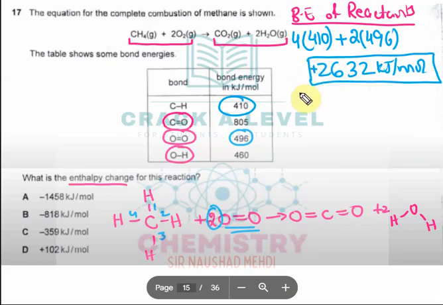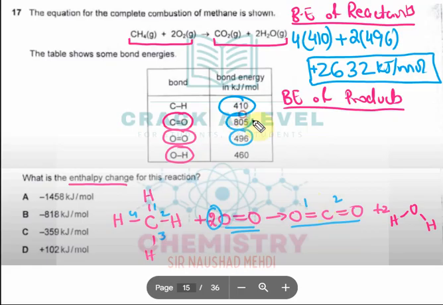Similarly, now we will be calculating the bond energy of products. On the product side, you can see we have carbon dioxide. So we have C double bond O 2 times. C double bond O energy is 805. So 2 multiplied by 805 plus. We have water then. We have 2 times OH bond, 1 and 2, in one molecule of water.